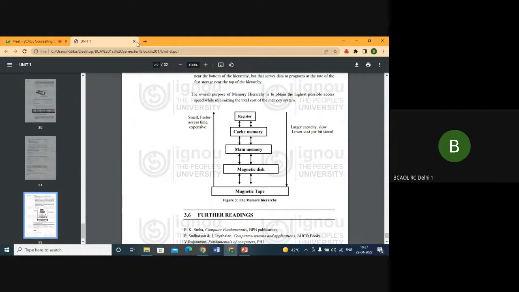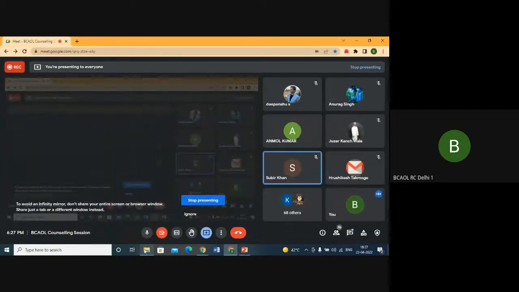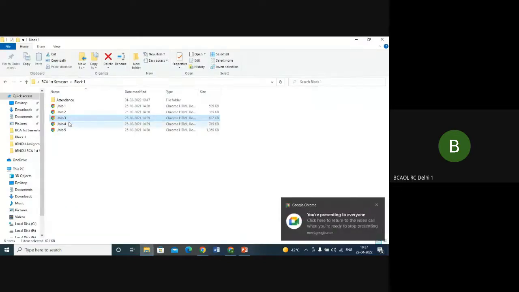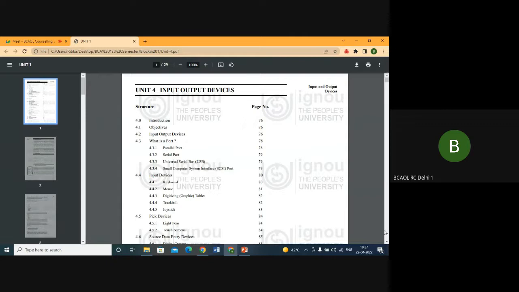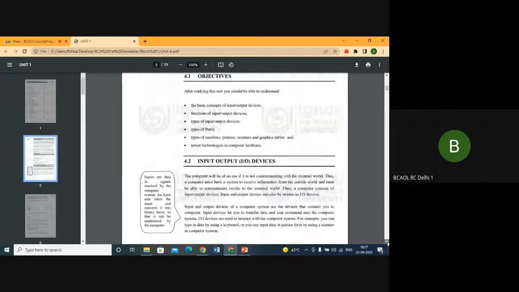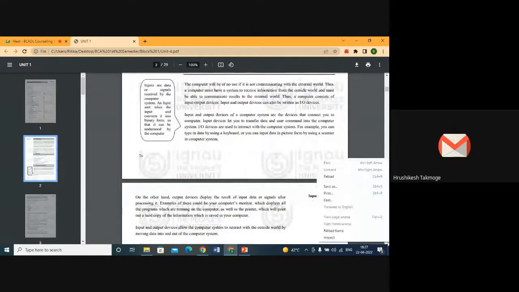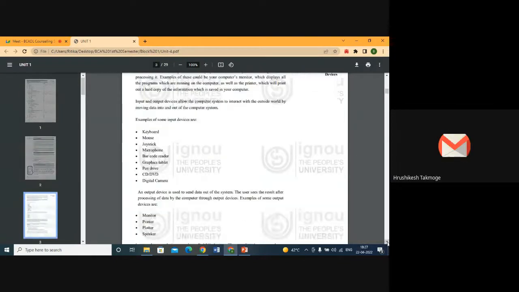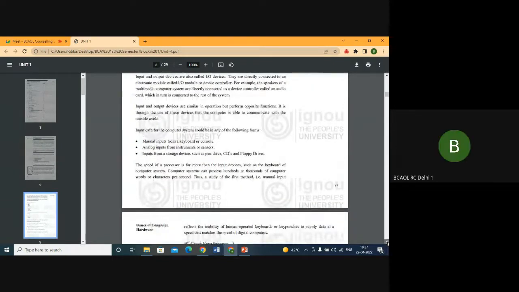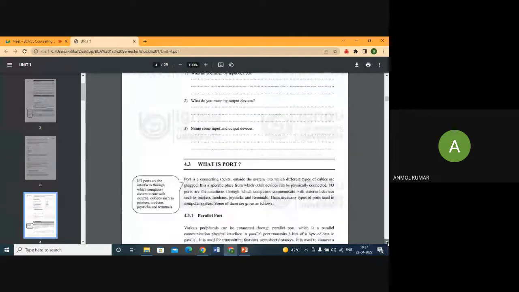Right? Yes, ma'am. So this was about unit 3. We had discussed yesterday for unit 4. Do you remember input output devices? Yes, ma'am. Do you know what is a port? What is a port? Where you can plug, where we connect our devices. Attach, connect the input.